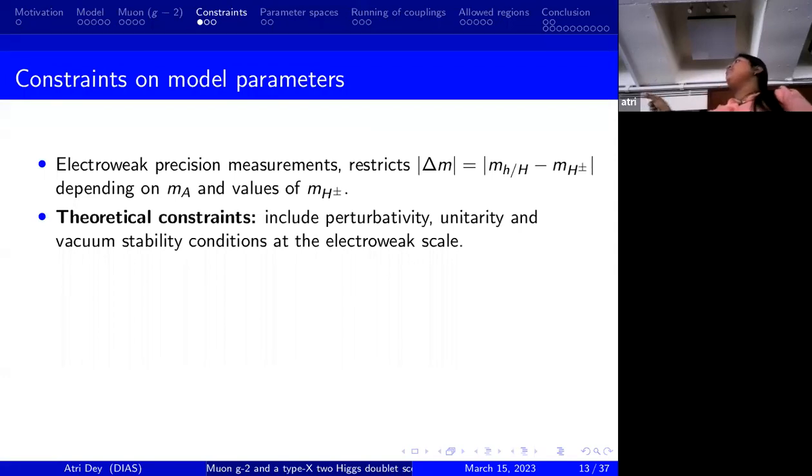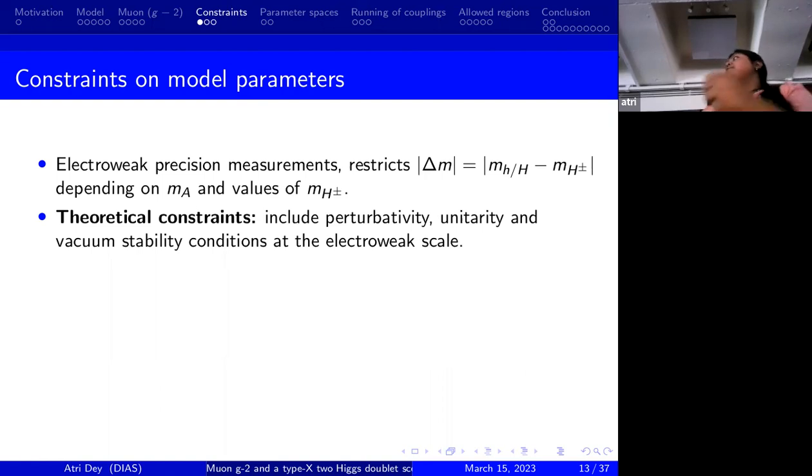So these constraints come from this precision measurement data, which tells us that we should restrict our delta M, which is the mass difference between our CP even states and the charged state. And as we are looking at a low MA region and large tan beta, we can allow a maximum of 50 GeV for this delta M. So our parameter space should follow this kind of constraint. We can't allow delta M greater than 50.